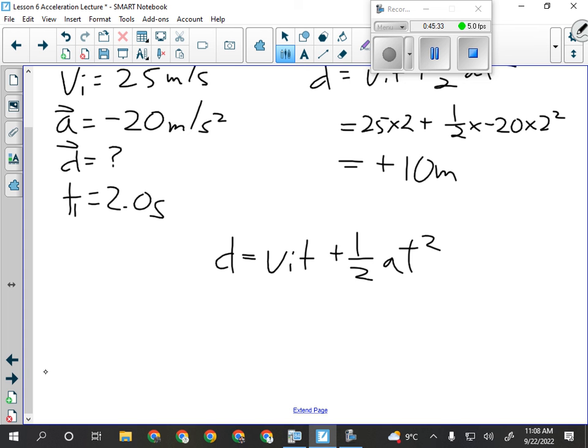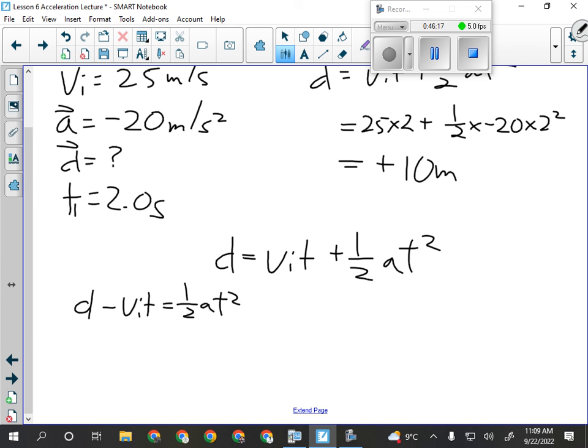How would I solve for a? When you divide by t squared. Not yet. I have to do something else first. What's not attached to a? vi t. Again, think order of operations. This is a chunk, everything here is attached. This is a chunk, everything here is attached. So I have to move what's not attached to a, which is this, first. So d minus vi times t equals 1/2 a t squared.